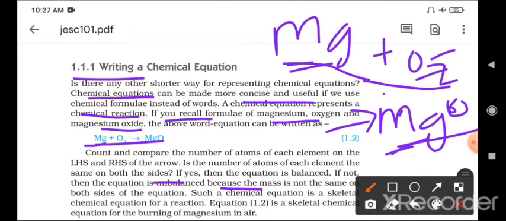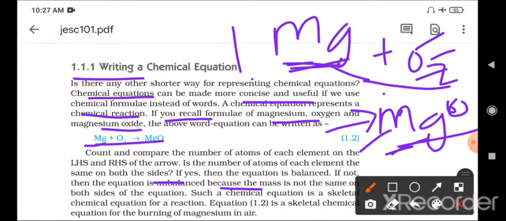Here, whether it is balanced or unbalanced, we can say that it is unbalanced, because here Mg is 1 and oxygen is 2, correct? Oxygen is 2 here. Again in the product side Mg is 1 and oxygen is 1. So Mg is balanced, but oxygen is 2 on the reactant side and 1 on the product side. So it is an unbalanced equation. This is the question asked here.